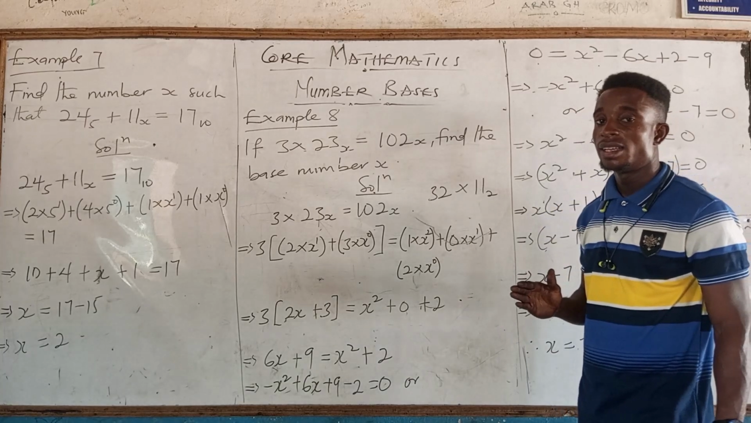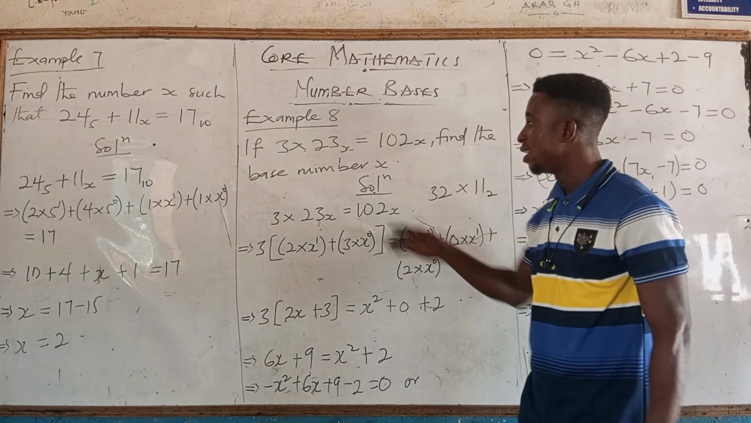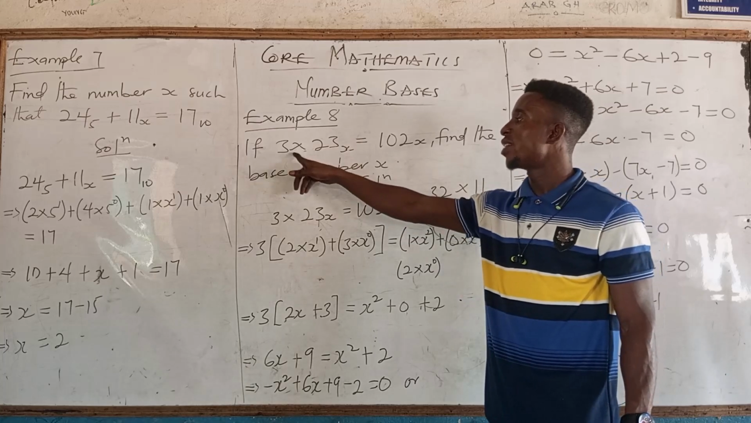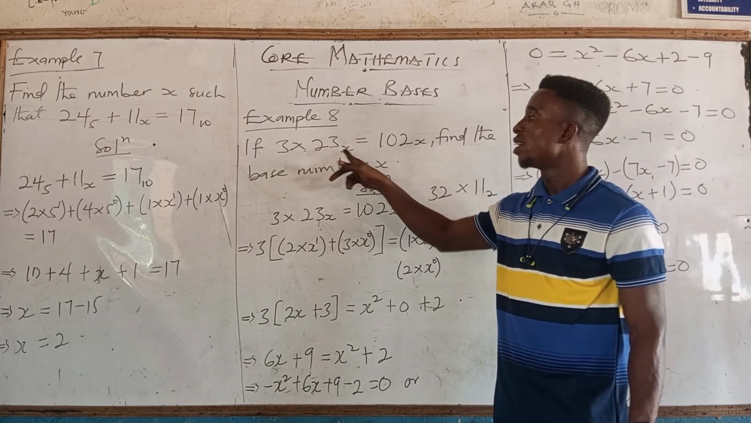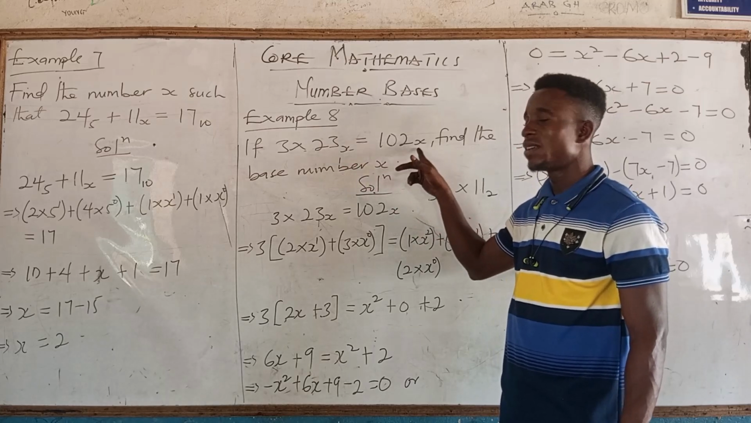Are we okay? Okay. Or should I come again? I said we had our x in base 7, so meaning we're having 3 times 2, 3 base 7, which is equal to 102 base 7, right?